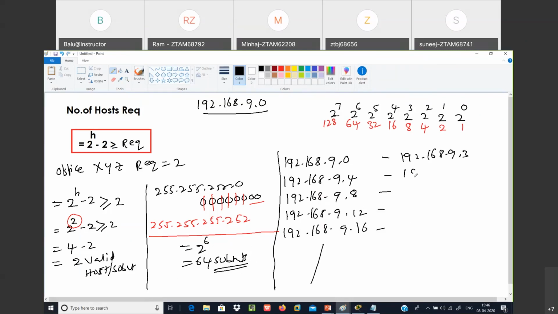Let me write the broadcast IDs now: 192.168.9.3, 192.168.9.7, 192.168.9.11, 192.168.9.15, like this, and here 192.168.9.19.